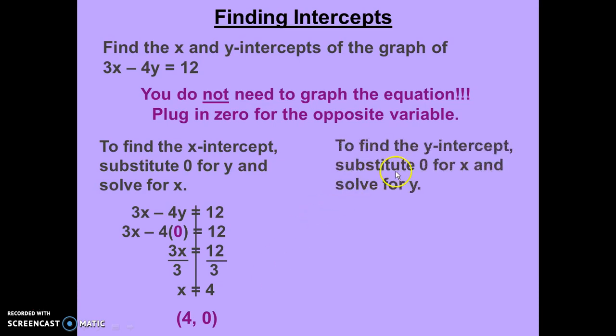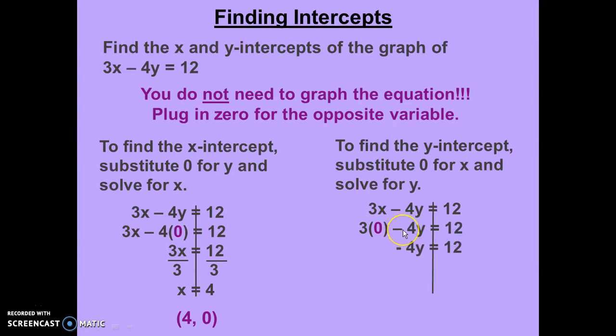To get the y-intercept, we're going to substitute in 0 for x, and then we're going to solve for y. So we're taking the same equation, only this time I'm plugging in 0 for x instead of y. Now, just like in finding the x-intercept, when I plug in 0, this term disappears. So 3 times 0 is 0, that's gone. But now I have negative, or minus, 4y is equal to 12.